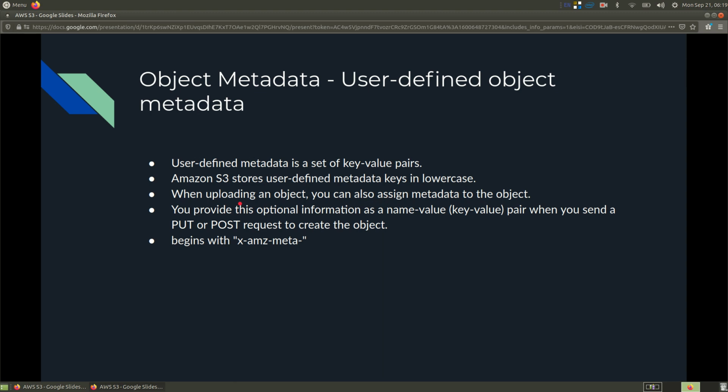We can assign the user defined metadata while uploading the object, optionally as a name value pair when you send a PUT or POST request to create the object. If this option value is not provided during the PUT or POST create, there would be no value here. And this has the prefix x-amz-meta. Suppose I have created a metadata called category, it would be x-amz-meta-category, which would be updated here. So the key would come here and the value would be in the value part of this attribute.